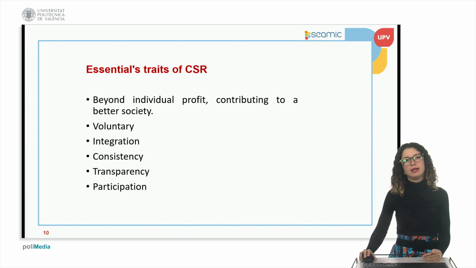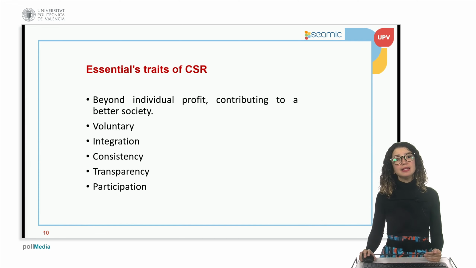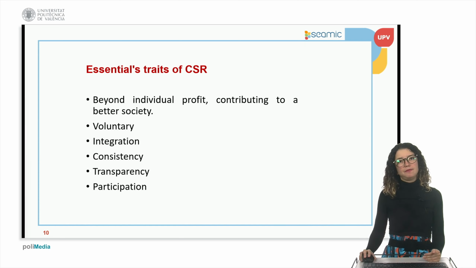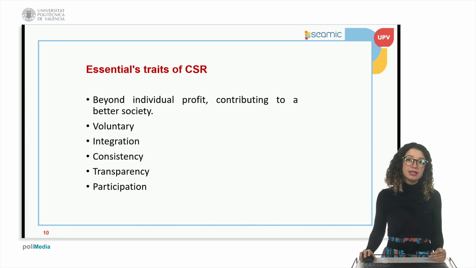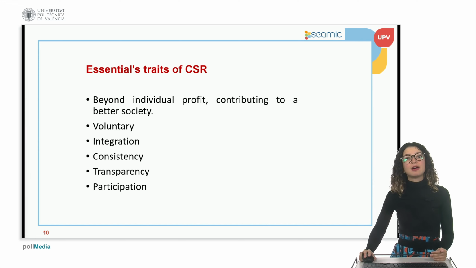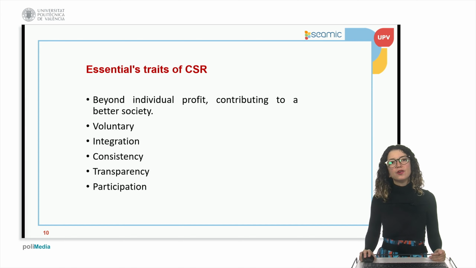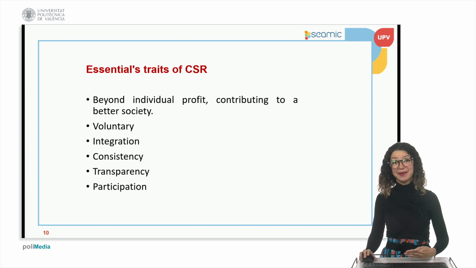Integration is one of the traits of CSR. That means that CSR initiatives must be integrated into the day-to-day running of the company in all its areas, in contrast to social action or philanthropy, which consists of developing social projects with the company profits, that is, what the profits are spent on. CSR, on the other hand, must be integrated into how money is earned and how things are done day to day.